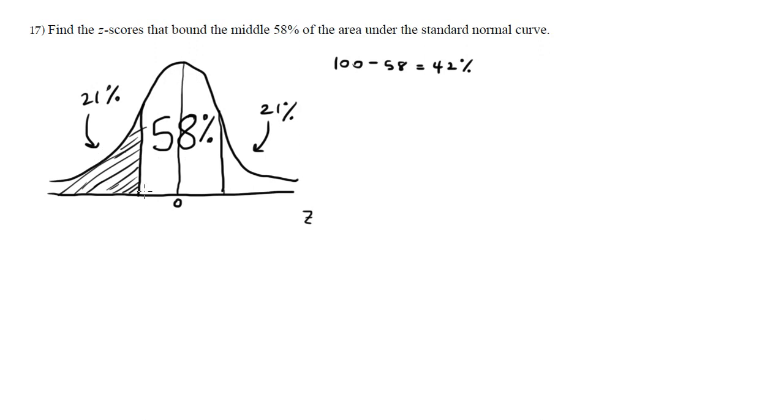When I go to the table, I'm interested in this area here, the area to the left. Now, if I change that percent to a decimal, divide by 100, or move the decimal point 2 places to the left, this is 0.21. This area here is 0.21, and I want to determine that z value. So again, this area is 0.21, right?